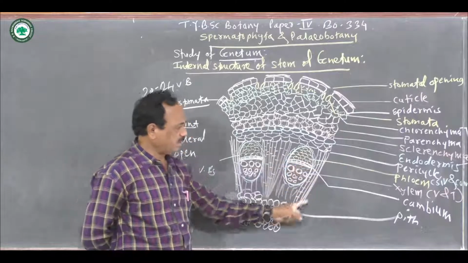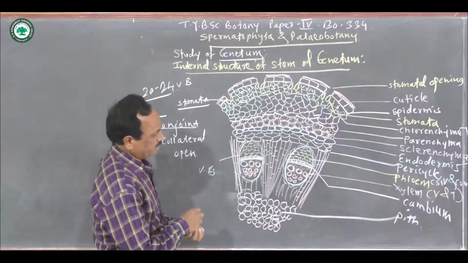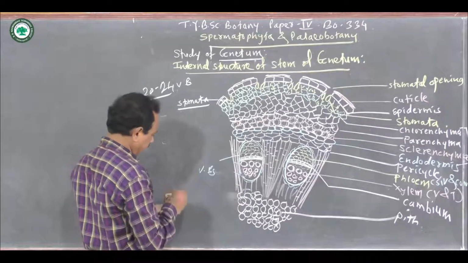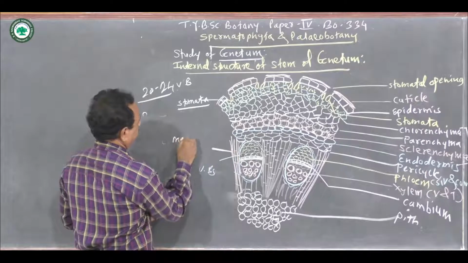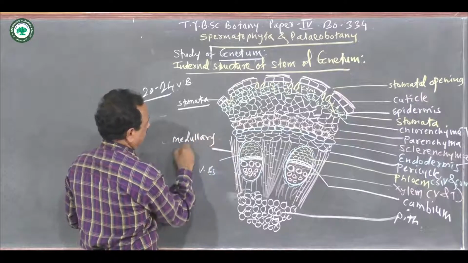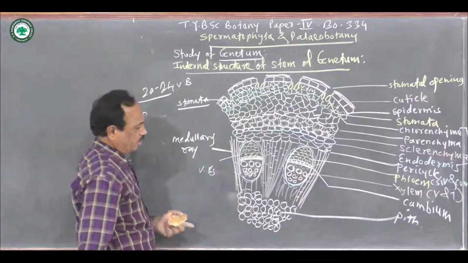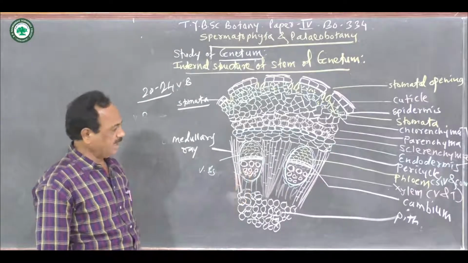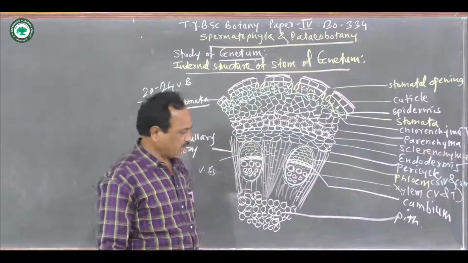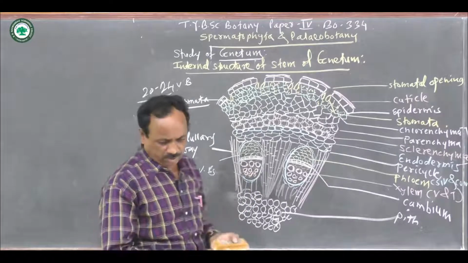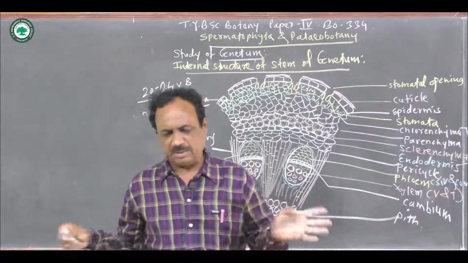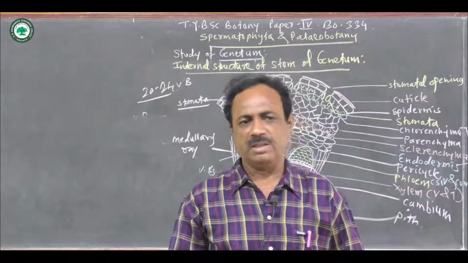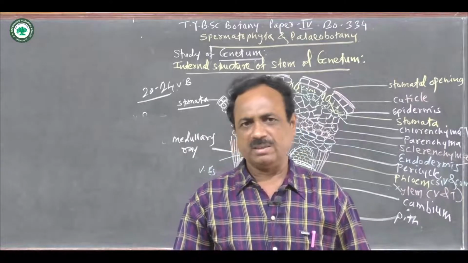In between this there are the medullary rays. So here these are the medullary rays, and in the center there is a presence of the pith. Now here the xylem is the endarch type, that is, the protoxylem is facing towards the central portion, so it is called the endarch type of xylem. So thus here this is about the internal structure of the stem of Gnetum. Now here I am going to conclude this part. Thank you very much.